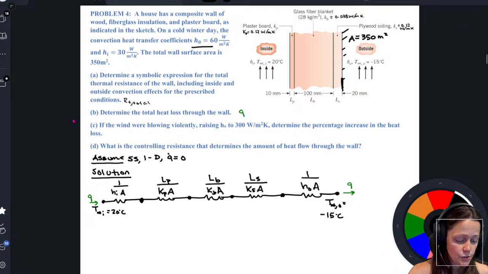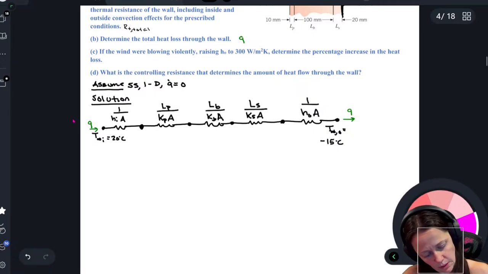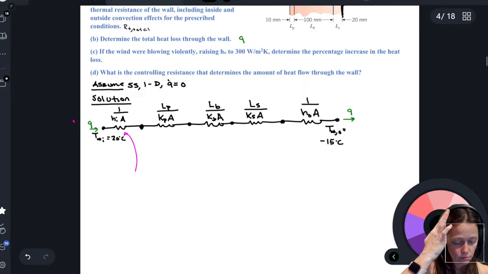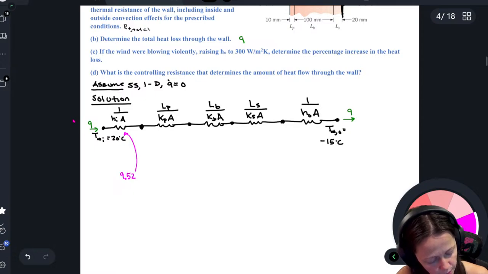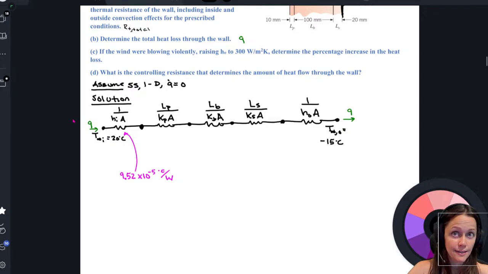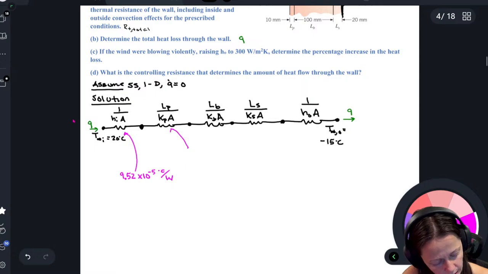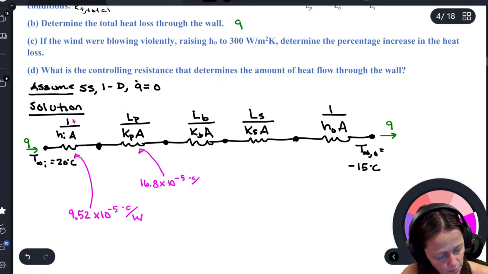Perfect. All right. So let's go ahead and at least get a governing equation or figure out what those resistances are. I'm actually going to put these on there. So we do actually have these. For this one, 1 over H on the inner side times the area, this one ends up being 9.52 times 10 to the negative fifth. You can write it as degrees Celsius per watt, or you could write it as Kelvin per watt. It doesn't matter, it's the same value. This guy ends up being 16.8 times 10 to the negative fifth degrees Celsius per watt.